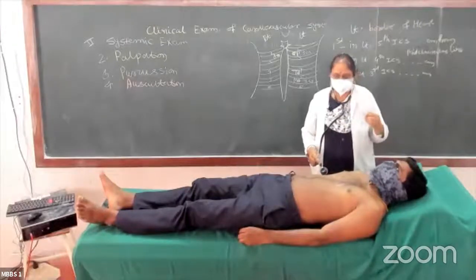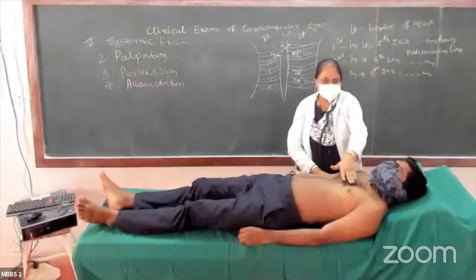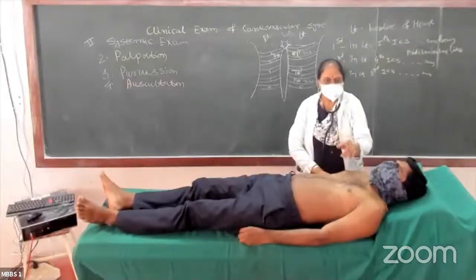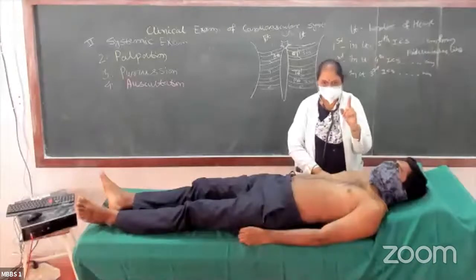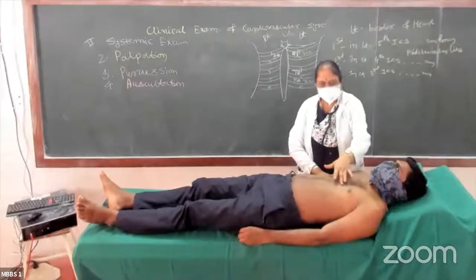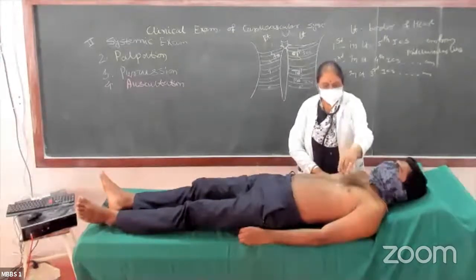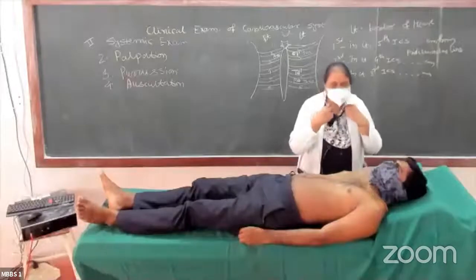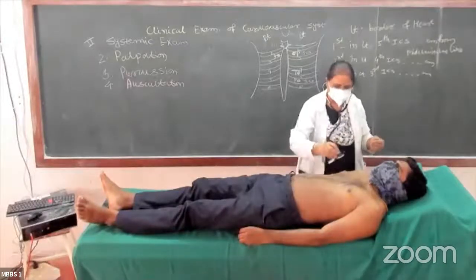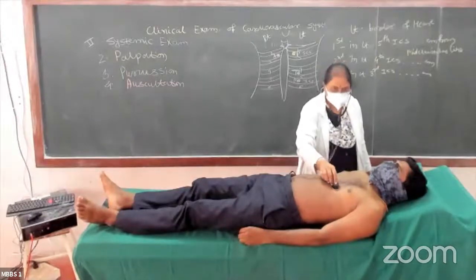So how to start the procedure? Again, palpation of the junction, palpation of the angle, ribs and spaces. You know the 4th intercostal space is the tricuspid area, and the 5th intercostal space is the mitral area. So palpate the ribs, palpate the spaces on the left side. In the 4th space, put the stethoscope, that is the tricuspid area. And in the 5th intercostal space, the mitral area.